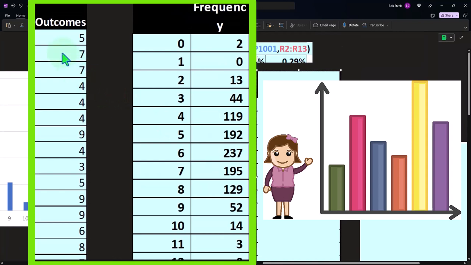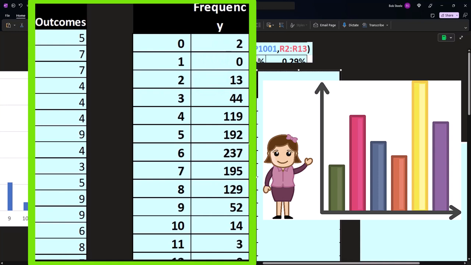And we're saying out of 1,000 12-time flips, how many times did we get 0 out of 12? 2. Out of 1,000 12-time flips, we never got exactly one success or head. How many times did we get 2 successes or heads out of 12 when we flipped it 1,000 times? 13 times, and so on.